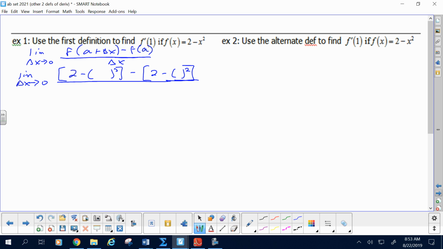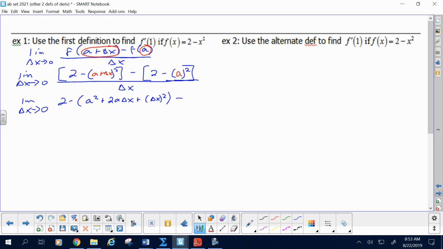And in the first one, what do I put into the function? A plus delta x. And in the second one, what do I put into the function? Right? So the limit as delta x goes to 0 of, let's nibble away at it, 2 minus, what is a plus delta x quantity squared? A squared plus 2a delta x plus delta x squared.